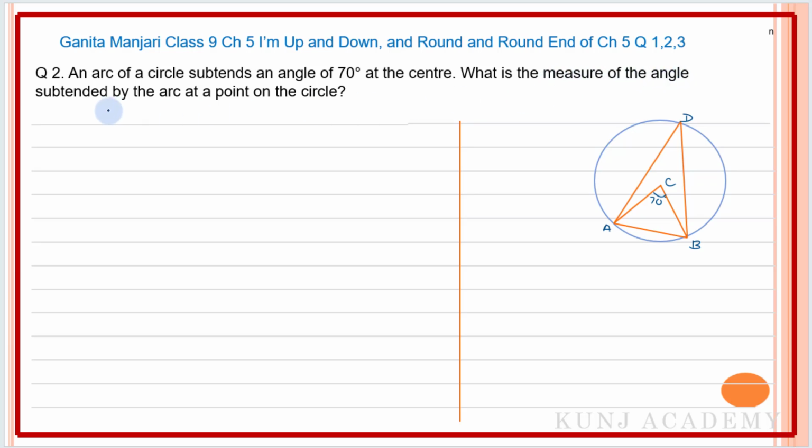What is the measure of the angle subtended by the arc at a point on the circle?